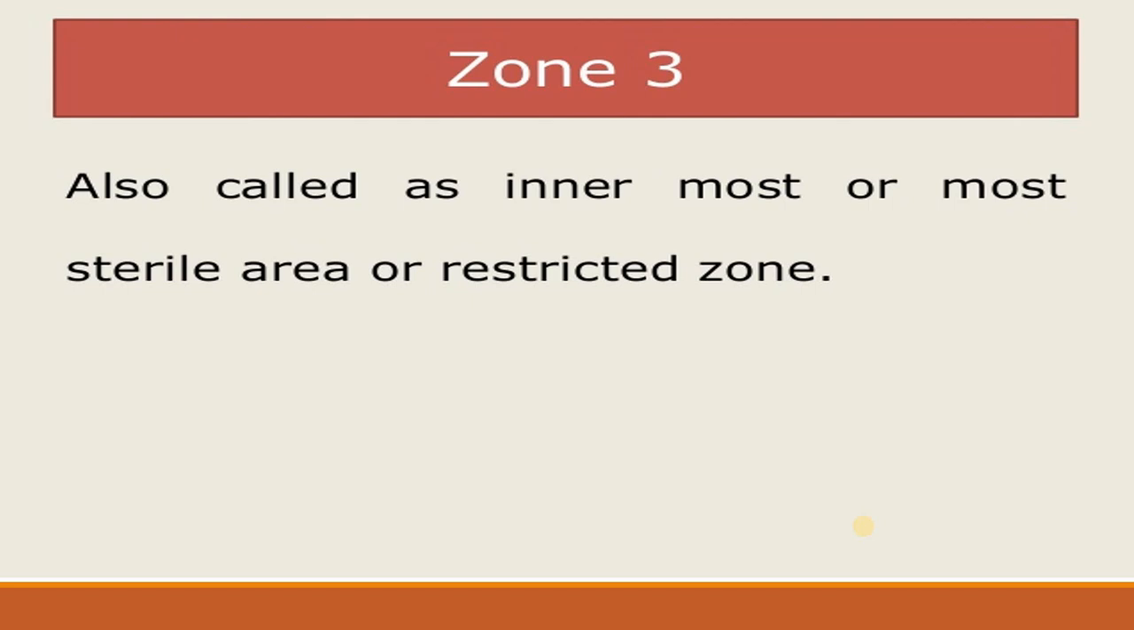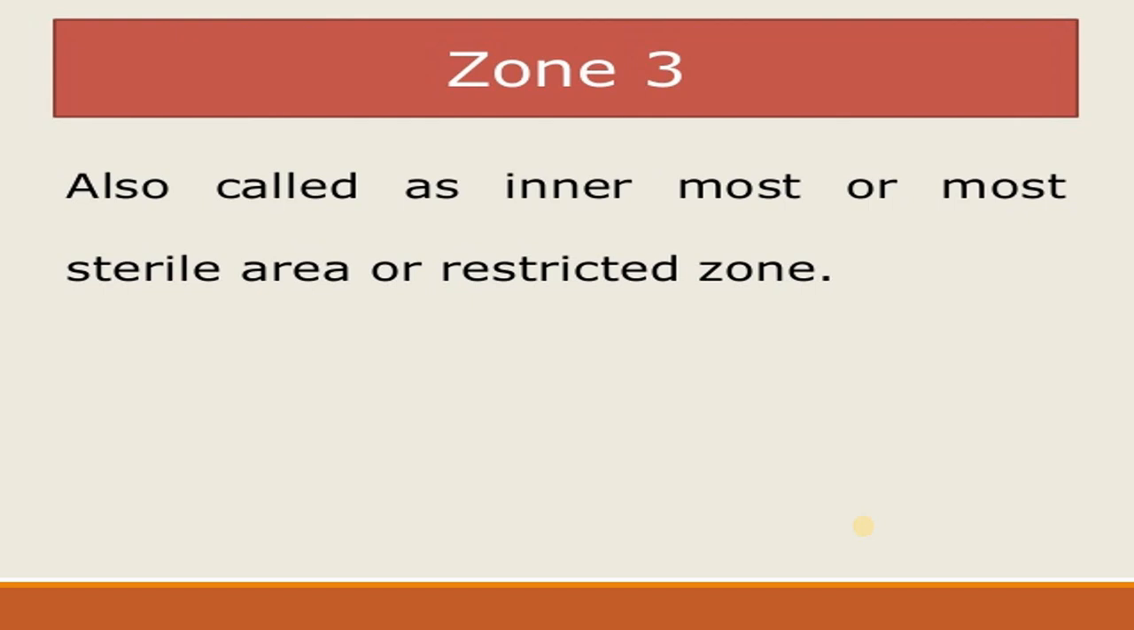The last zone is the third zone, also called the inner zone. It is the most sterile zone, also called the restricted area, and is the actual operating section of the OT. In this zone, rooms should be located and arranged in such a way that non-restricted areas and unrelated members are prevented from passing through the rooms. This maintains the sterile condition.